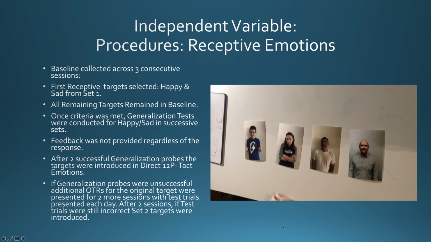We collected baseline for 3 consecutive sessions and the learner demonstrated 0% independence. And we introduced the first targets, happy and sad, from set 1. All remaining targets remained at baseline. Once criterion was met, generalization tests were conducted for happy and sad in the successive sets.